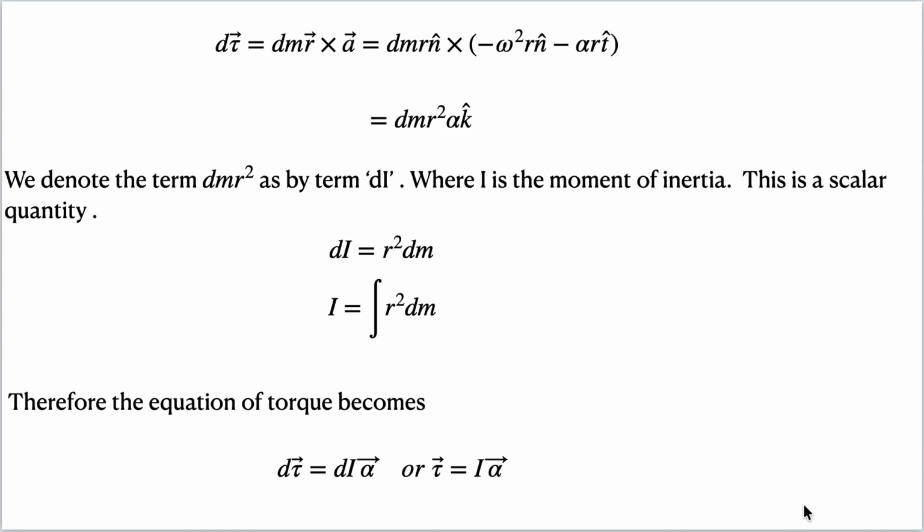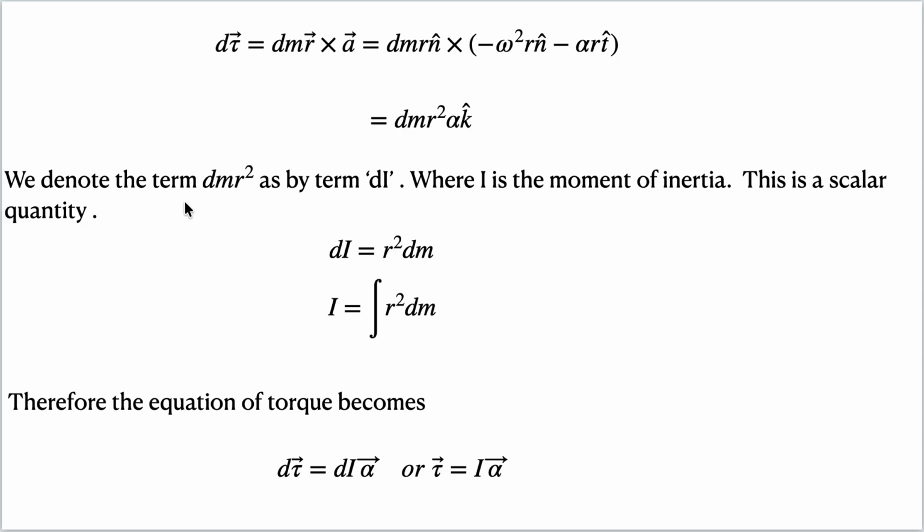So this will again become equal to d vector tau equals dm r square alpha k cap, because if we cross multiply, if we obtain the cross product of vector n cap and vector n cap, it will become 0, and the cross product of vector n cap and vector t cap will be in the perpendicular direction to the plane of paper. So I have denoted that direction by k cap.